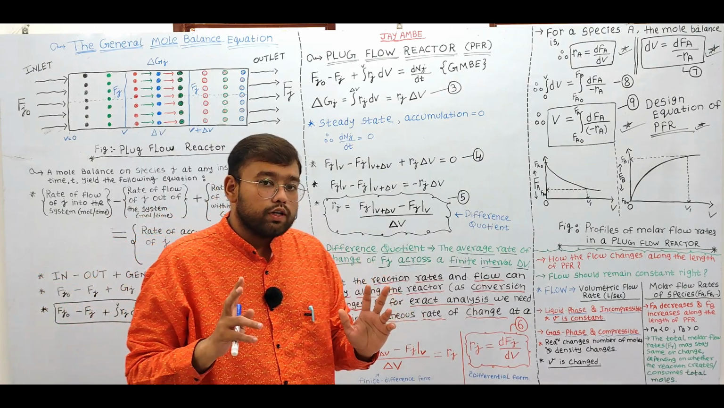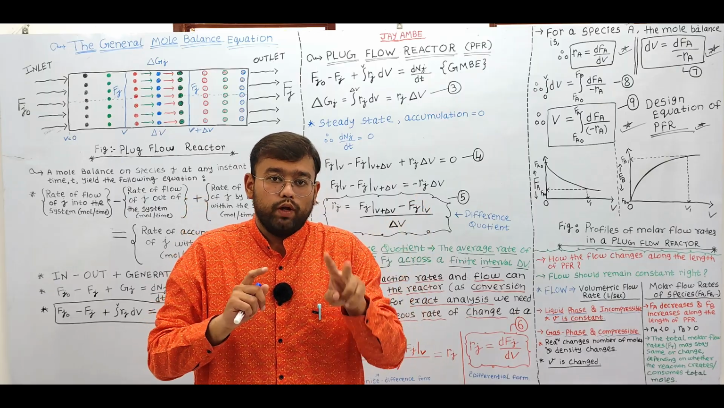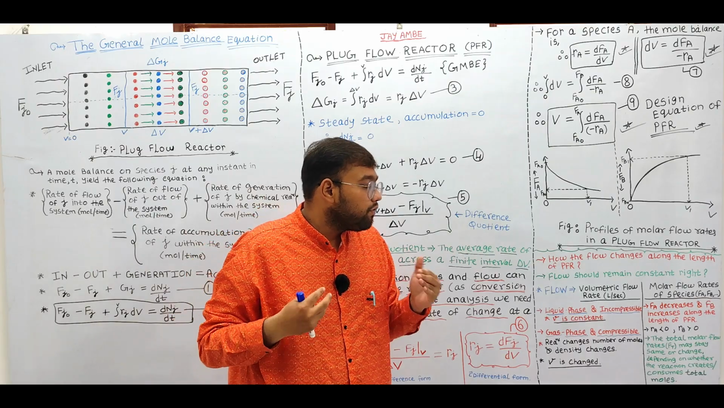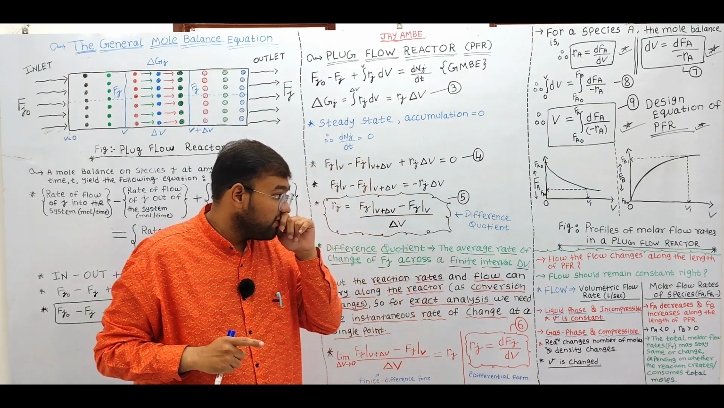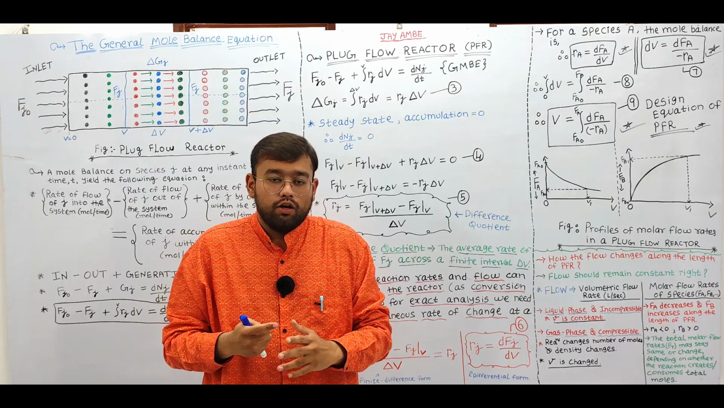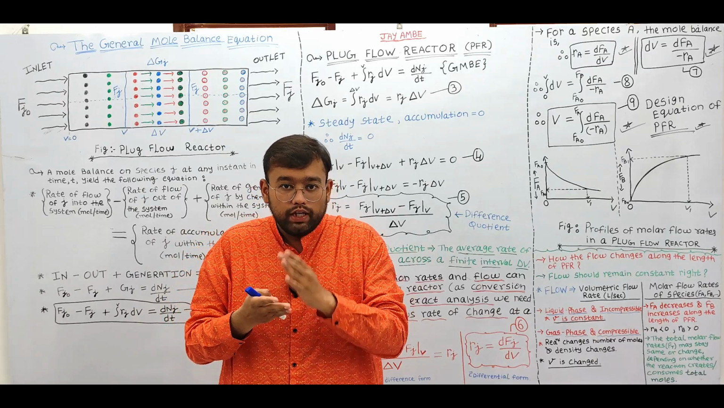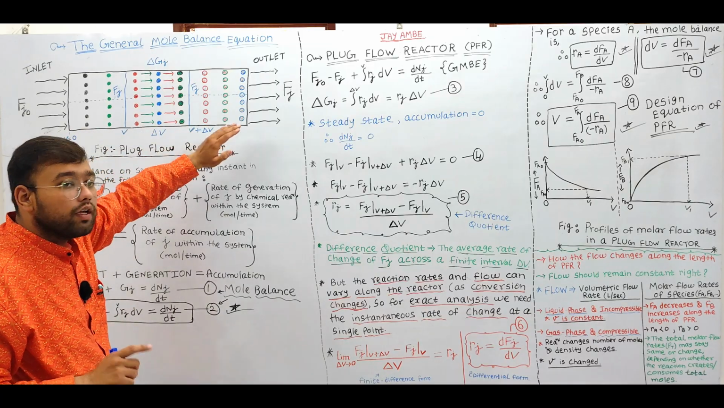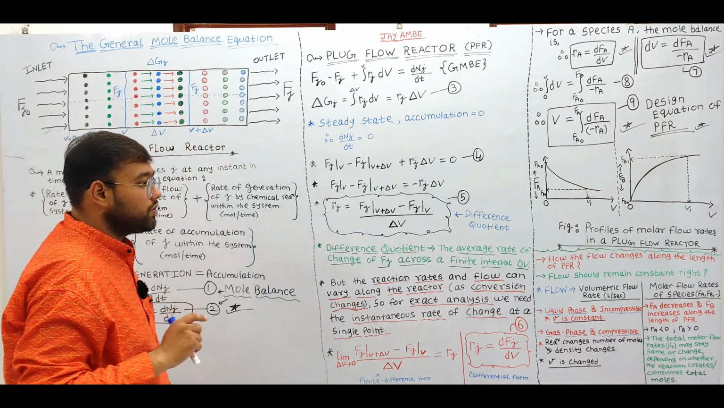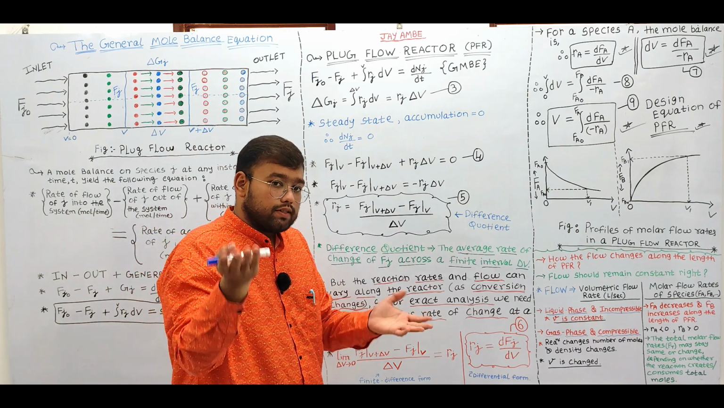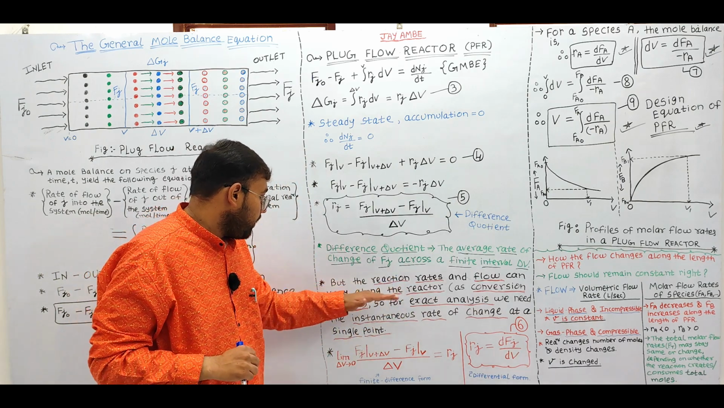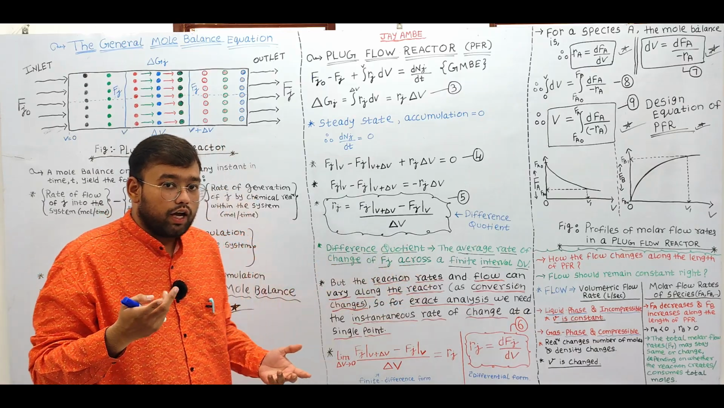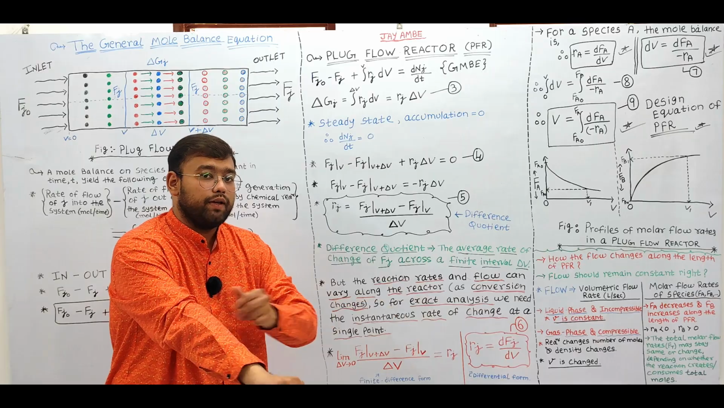So I hope you have understood what the term flow means. We have one volumetric flow rate and one molar flow rate. Molar flow rates of species of reactants and product will change with respect to the length and volume of the reactor. I hope you have understood. So now let's come back here. The reaction rates and flow can vary around the reactor. I hope you understood now what I was trying to explain.